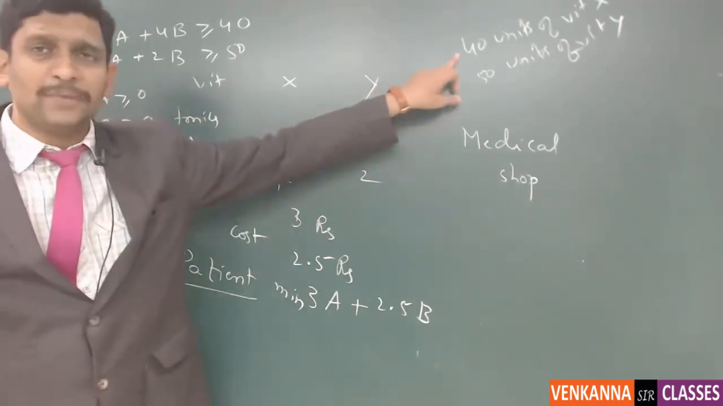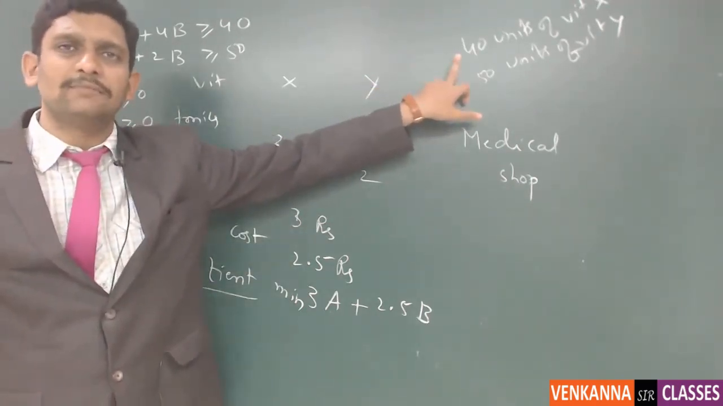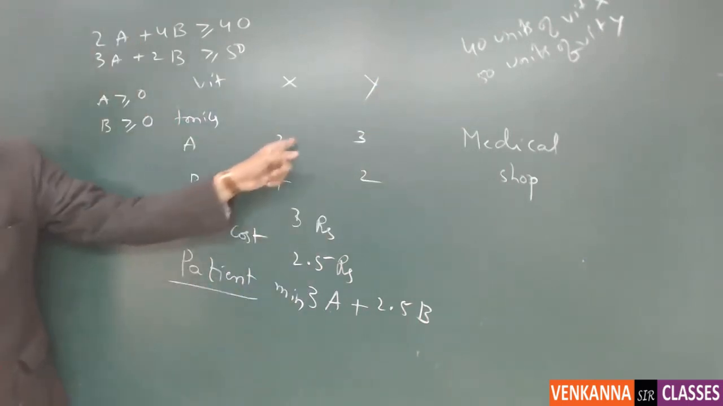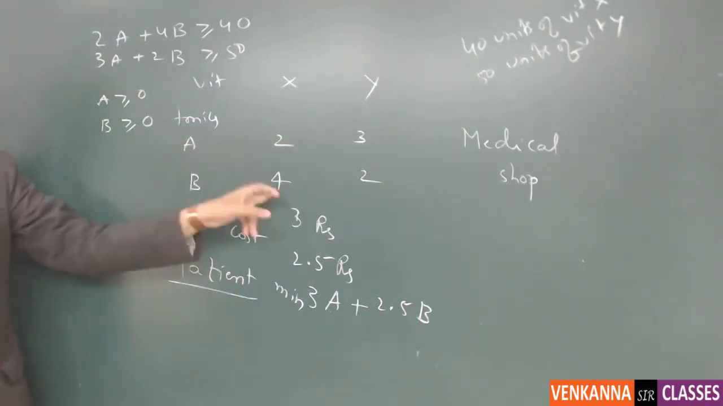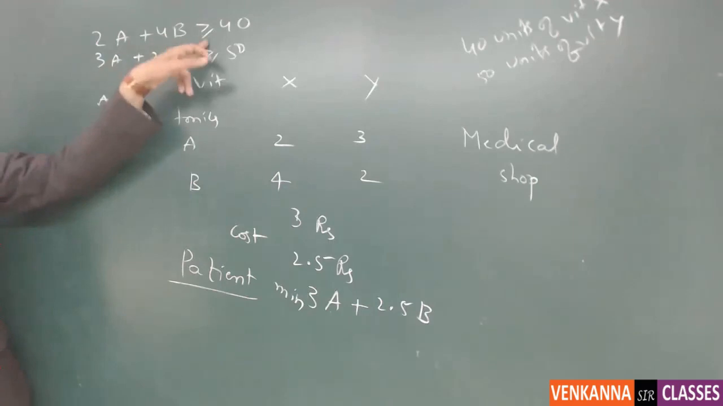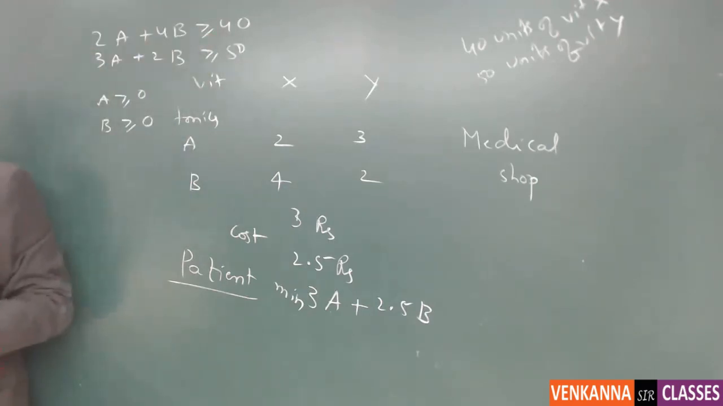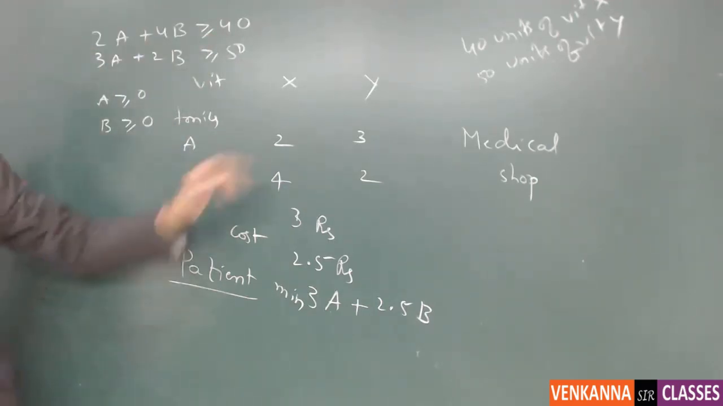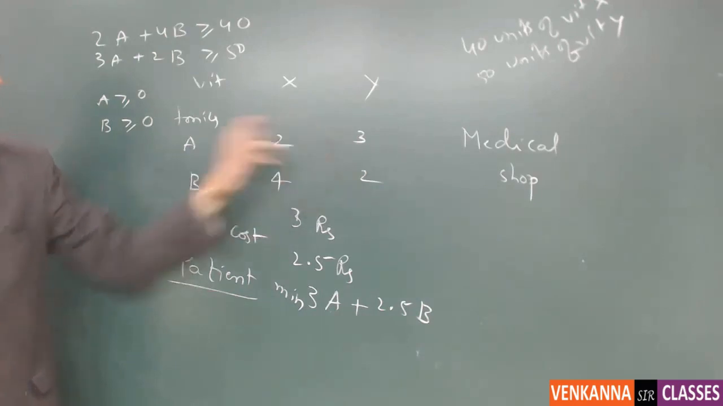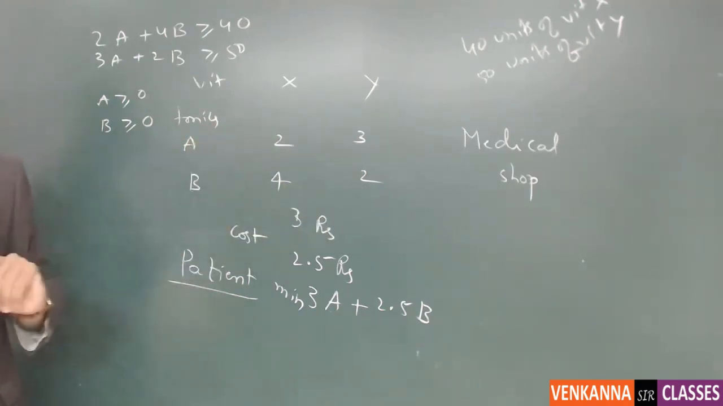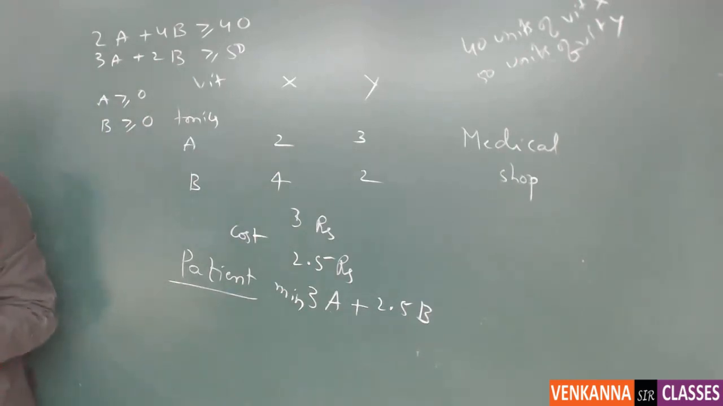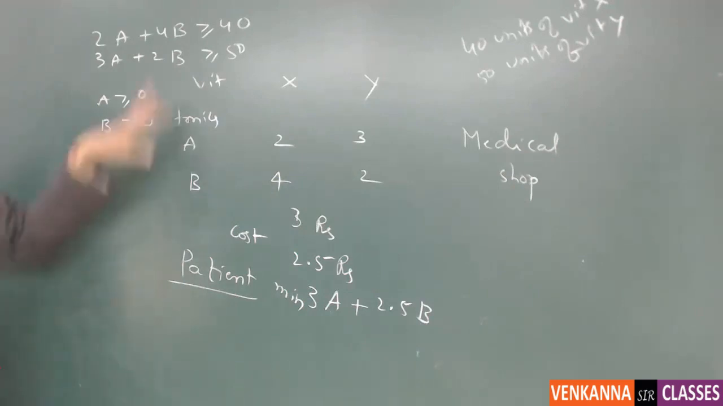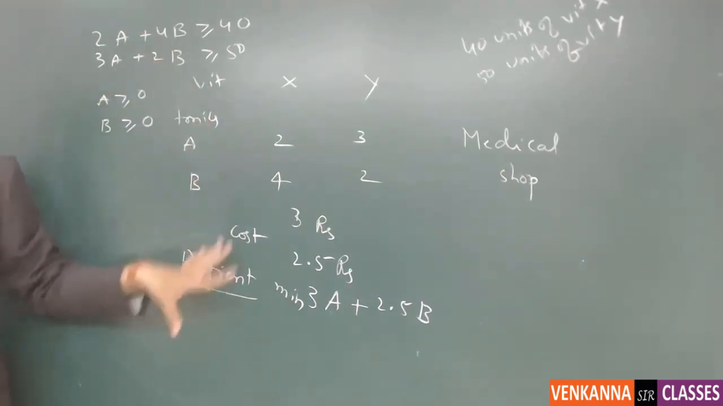For vitamin X, minimum availability must be 40. X is presented here as 2 and 4: 2 in A, 4 in B. So 2A plus 4B is greater than or equal to 40. Similarly, vitamin Y is presented as 3 units in A, 2 units in B. So 3A plus 2B is greater than or equal to 50. In this way, I have formulated the problem. So this is the perspective of the patient.